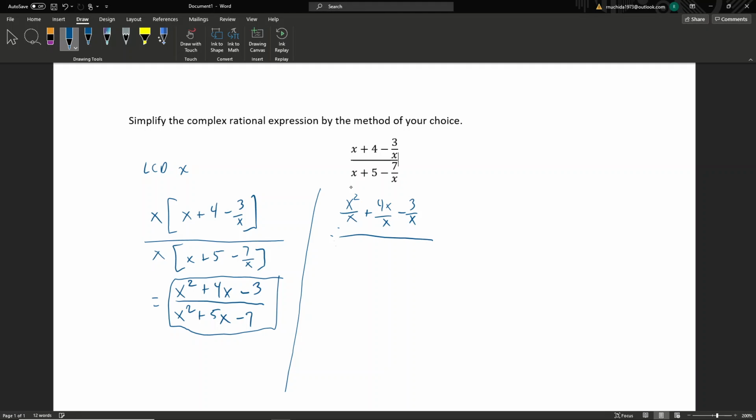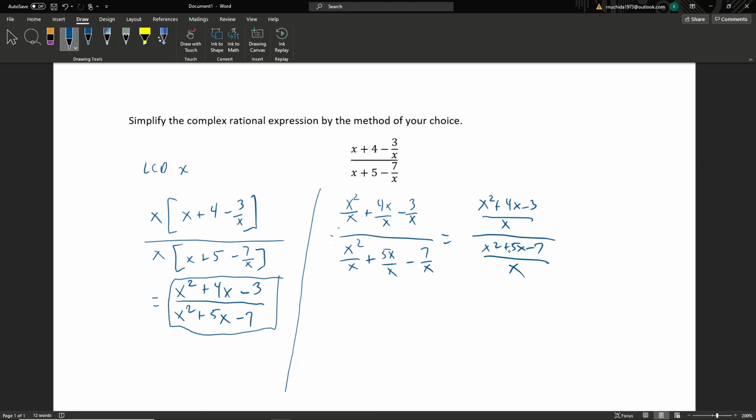And then similarly for the bottom, we would have x squared over x plus 5x over x minus 7 over x. So we can now add and subtract these terms in the numerator and denominator because they have the same denominators. So this would just be x squared plus 4x minus 3 all over x divided by x squared plus 5x minus 7 all over x.